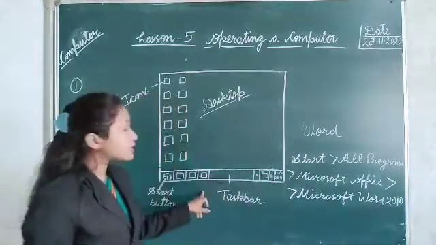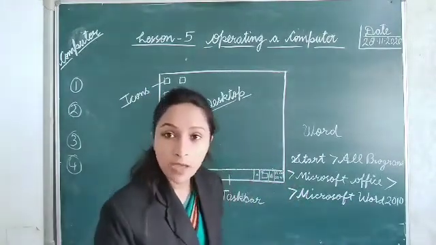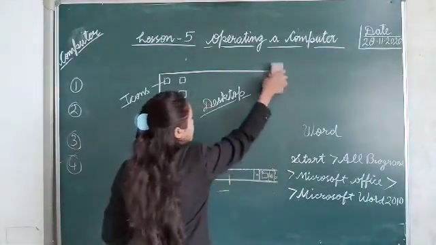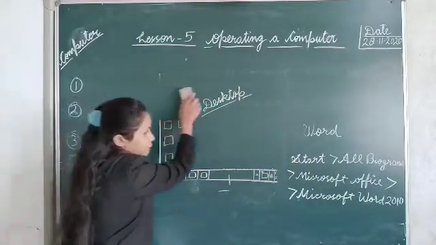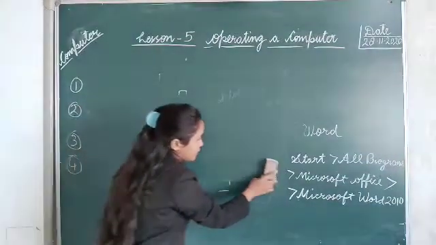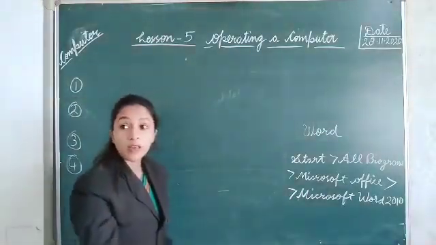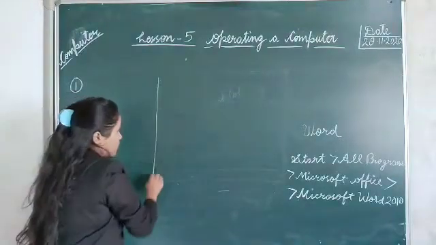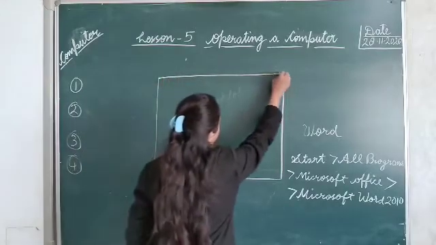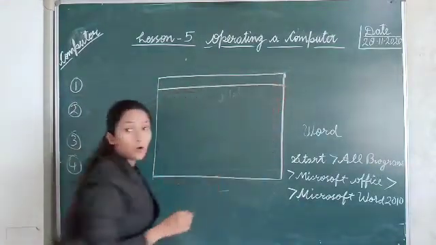After that, we learned how to start a program. How to start a program? First, click on the start button. After that, select All Programs, then Microsoft Office, and then Microsoft Word 2010. After clicking on Microsoft Word 2010, the Microsoft Word window will open.